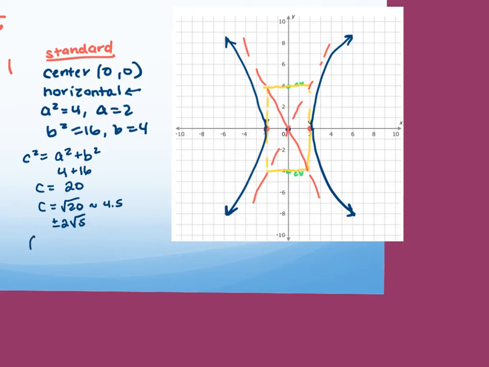So it'd be to the right, 2 root 5, and to the left, 2 root 5. So I know, again, it's like 4.5. It'd be somewhere in here. That would be my foci. The last thing it could also ask you for was the asymptotes.